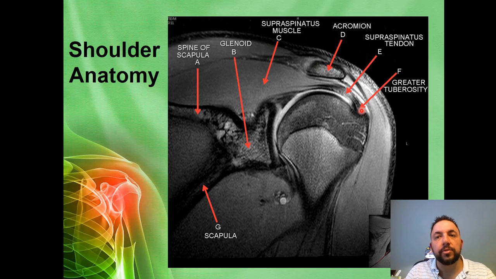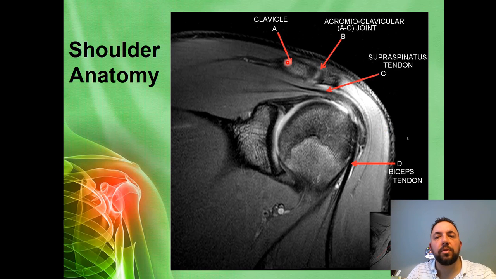Acromion, greater tuberosity where that biceps tendon inserts. The clavicle, again we're getting more anterior. The clavicle, the AC joint or the acromioclavicular joint, our supraspinatus tendon, the importance of having a really good coronal oblique angulation, and here's our biceps tendon. The proximal insertion of our biceps tendon. We'll see later on in this particular upper extremity section where the distal insertion of the biceps tendon lies.